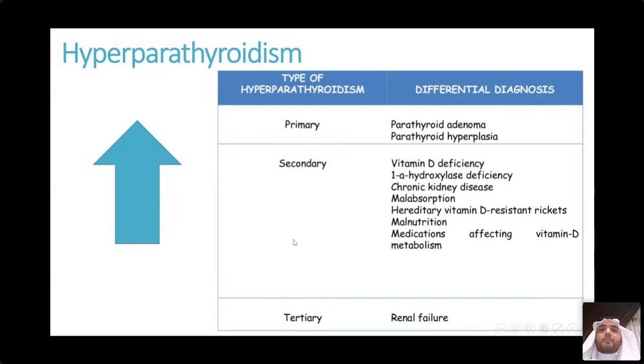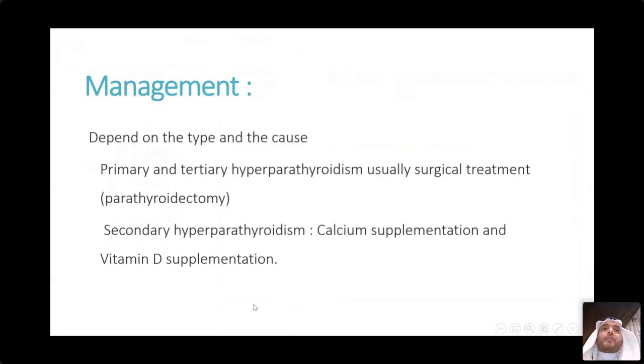It occurs when the body tries for a long time to produce parathyroid hormone as compensation and the parathyroid becomes hyperplastic, and even after the calcium level is controlled, the parathyroid does not stop. It is common in patients with renal failure. The management depends on the type and the cause, but most primary and tertiary hyperparathyroidism usually need surgical treatment, parathyroidectomy, after which replacement of calcium and vitamin D is required. Secondary hyperparathyroidism depends on the cause, with calcium and vitamin D supplements.